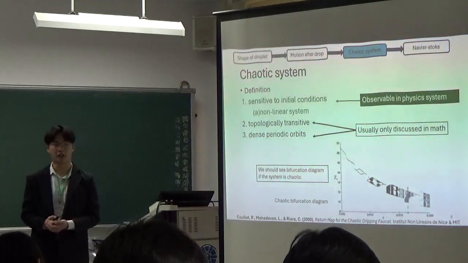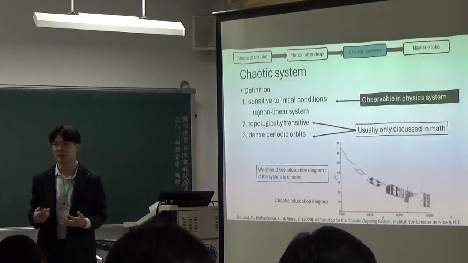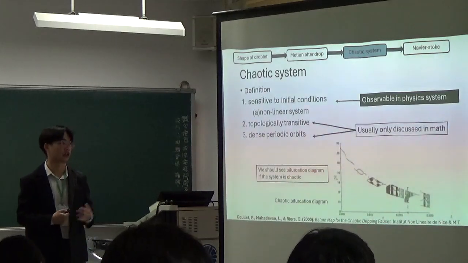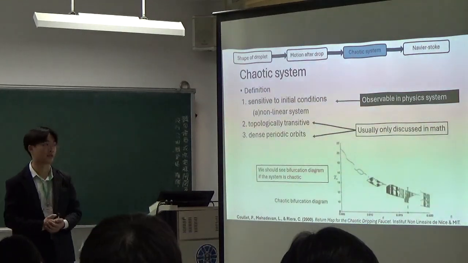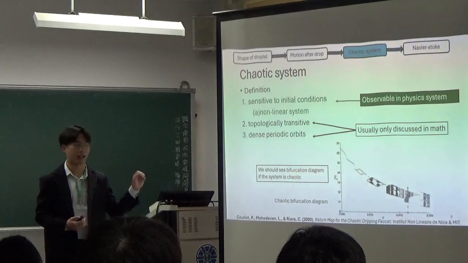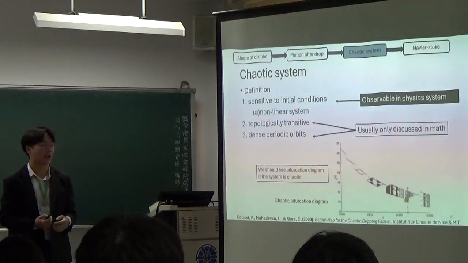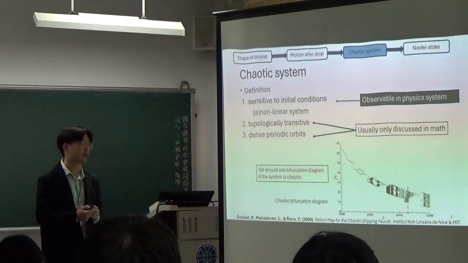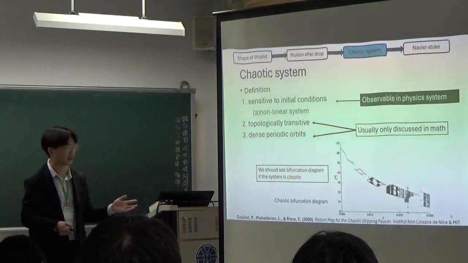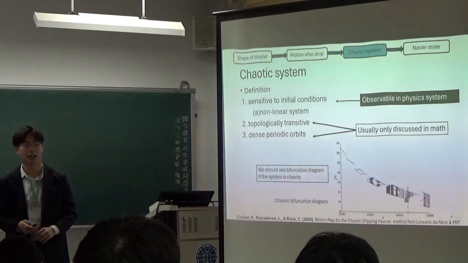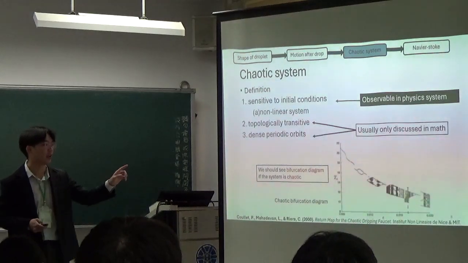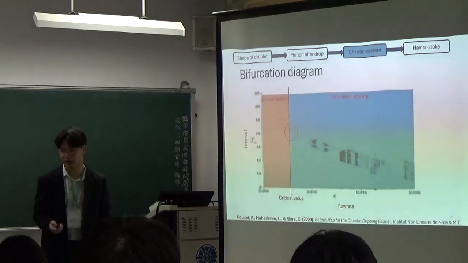There are 3 definitions of a chaotic system, and we'll be focusing on the first one, sensitivity to initial conditions, because it's observable in physical systems, and the rest are usually only discussed in math. As the paper suggests, we should see a bifurcation diagram just like this one if the system is chaotic. So we further break down the bifurcation diagram like this.